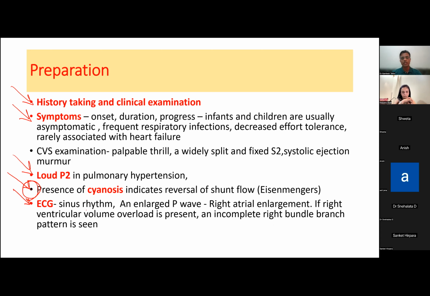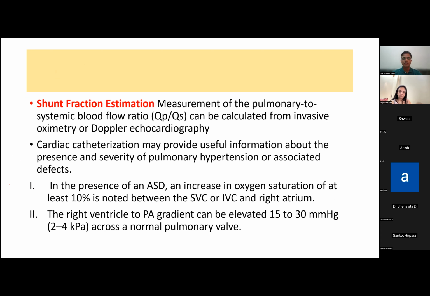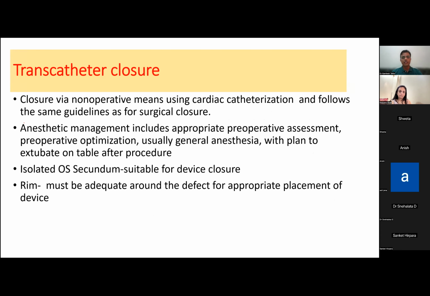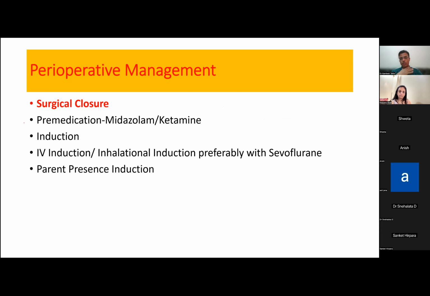ECG will be there, and then we can see the changes in the ECG. Chest X-ray we already discussed. Echocardiography, we want to know the size of the ASD and associated problems. And shunt fractions, obviously the cardiologist will not work them out unless they are needed. As I mentioned, there are two ways of doing it, either surgical or device closure. Transcatheter, we already know. The only thing I want to mention about transcatheter is that most units perform it under GA, but there are some units that are performing it under LMA.